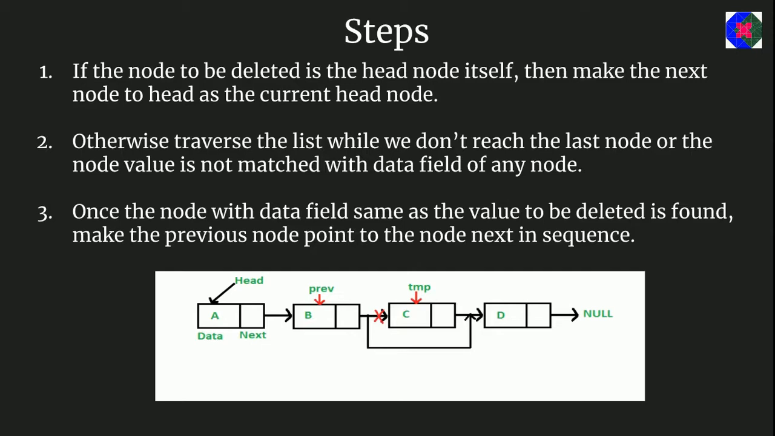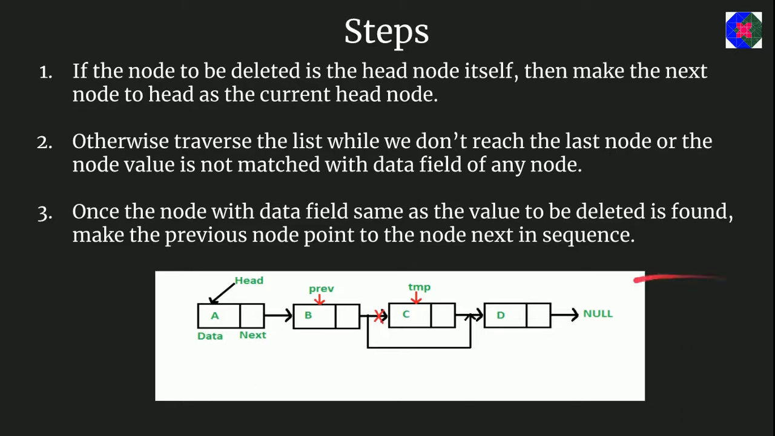Otherwise, if the node that is to be deleted is not a head node, what we have to do is traverse the linked list while we don't reach the last node or the node value is not matched with data field of any node. Now once the node with the data field same as the value that we want to delete is found, what we do simply is we make the previous node point to the node that is next in sequence for the particular node that we want to delete.